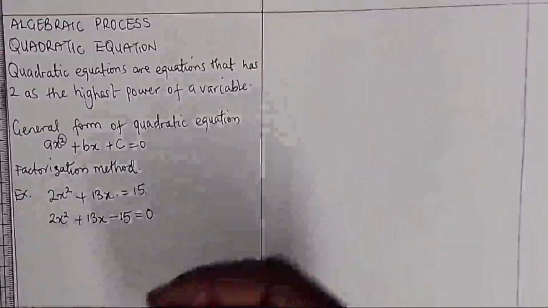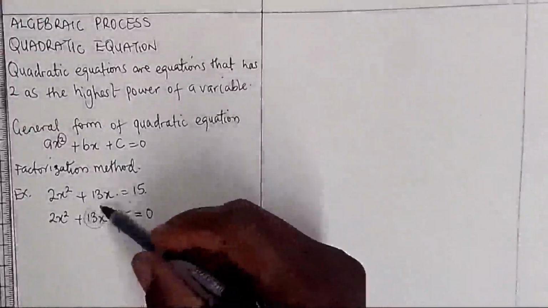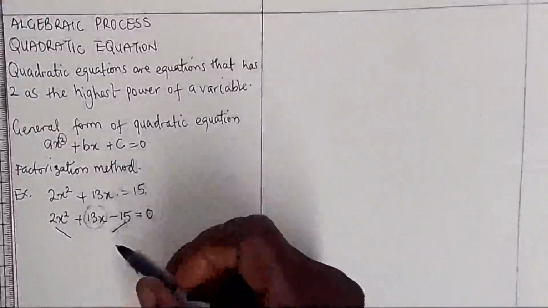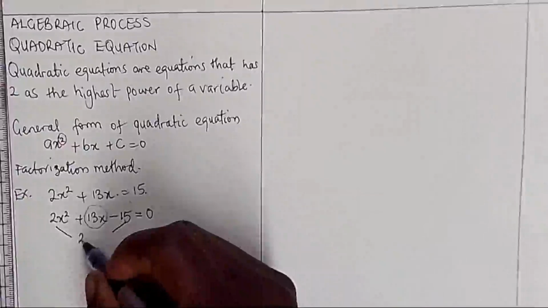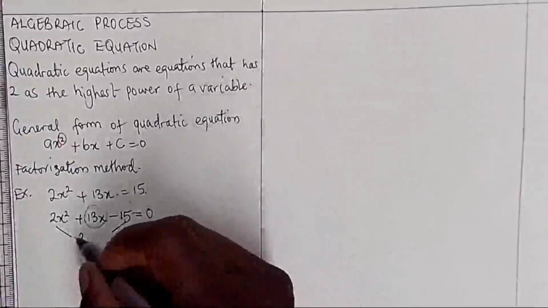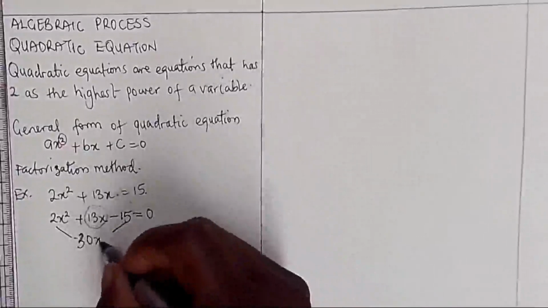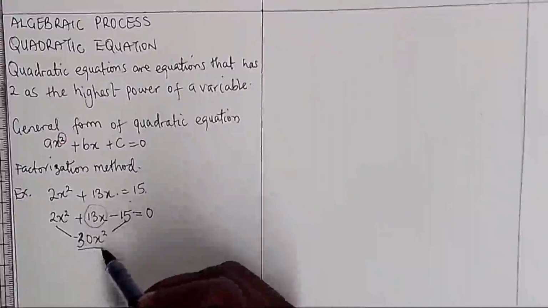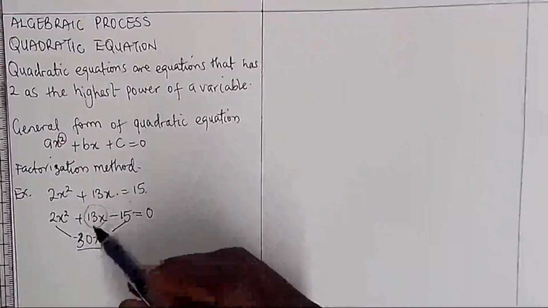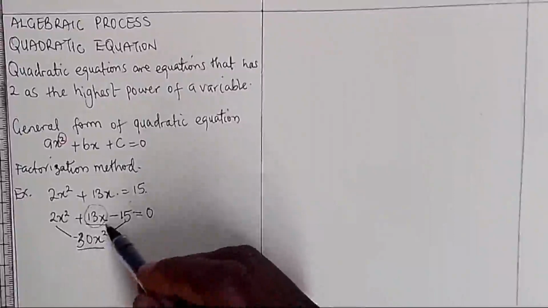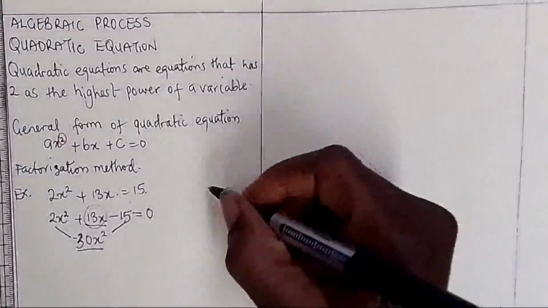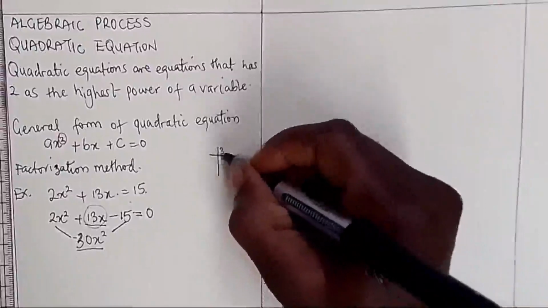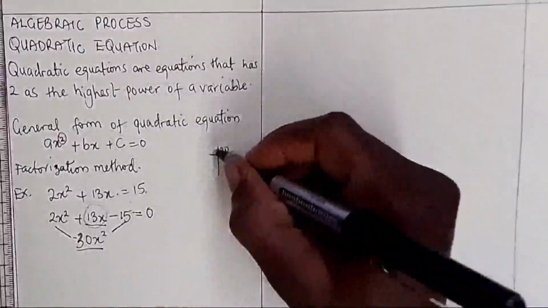Now we have to look for the sum and product. The product of minus 15 and 2x squared, multiplied together: 2x squared multiplied by minus 15 will give us minus 30x squared. Now you will look for the product that will give us minus 30x squared and then the sum that will give us 13x. So looking for that, we are going to look for factors of 30.